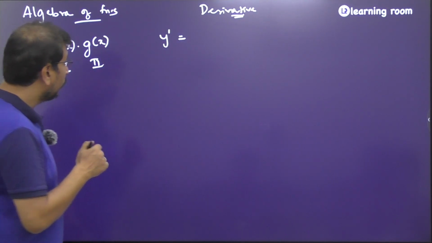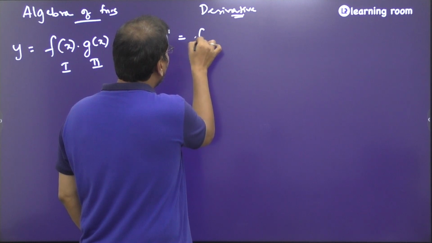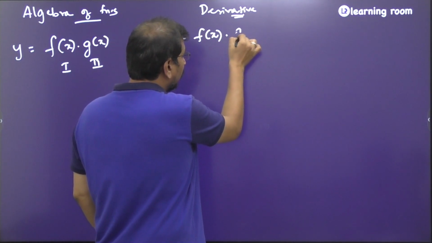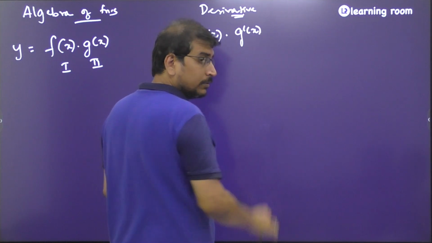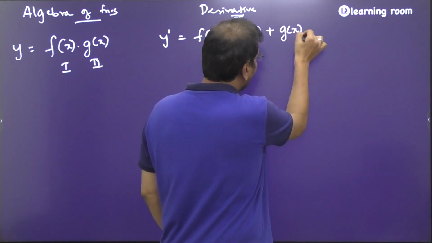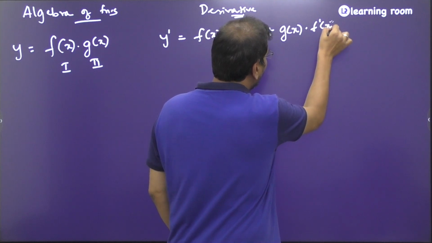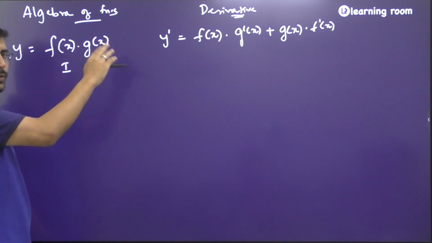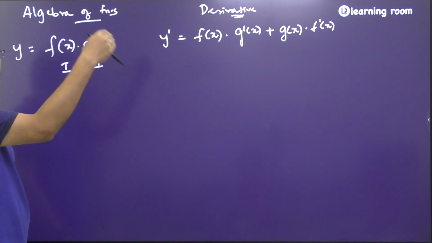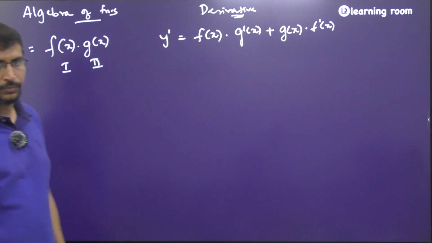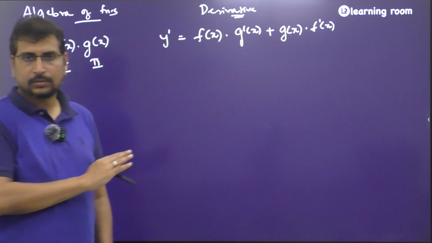So basically what happens is, first function into derivative of second function plus second function into derivative of first function. You follow a pattern. So basically it is u into v dash, u into derivative of v plus v into derivative of u. So instead of u and v, I used f of x and g of x. Am I clear with this?